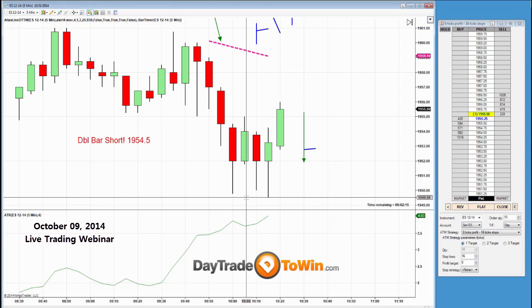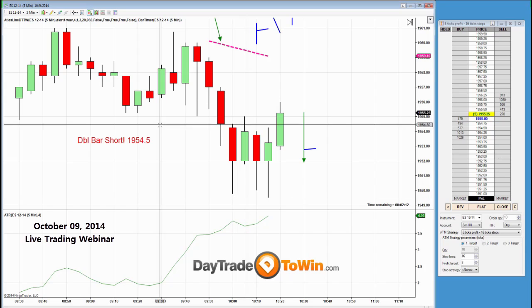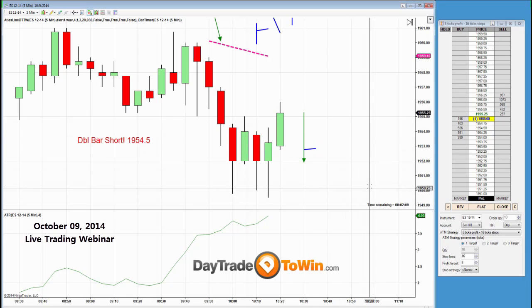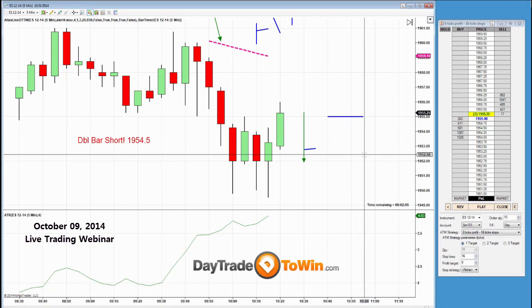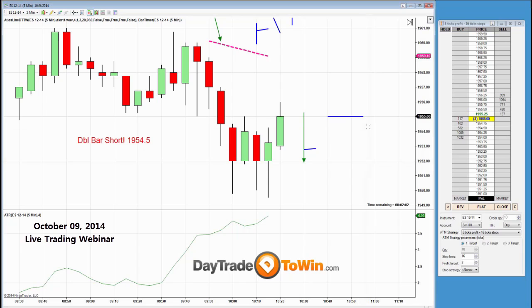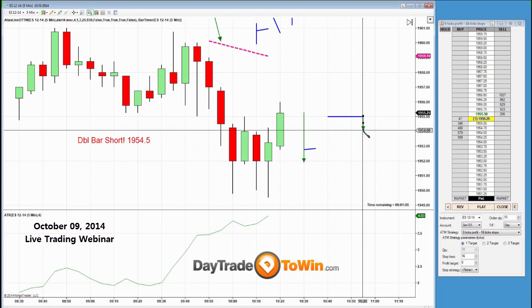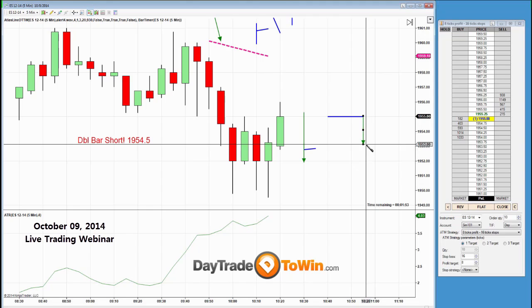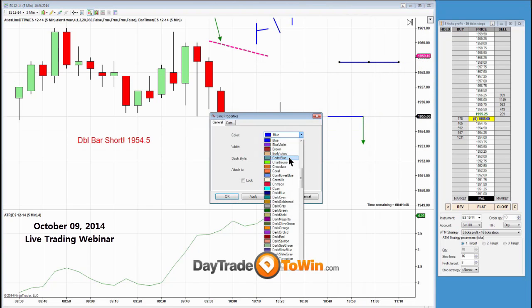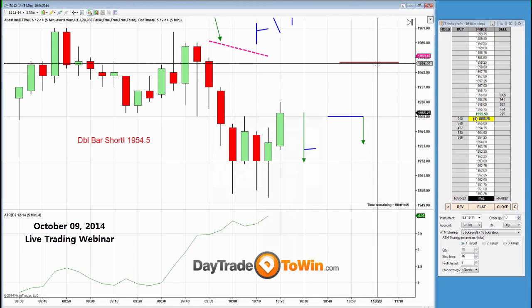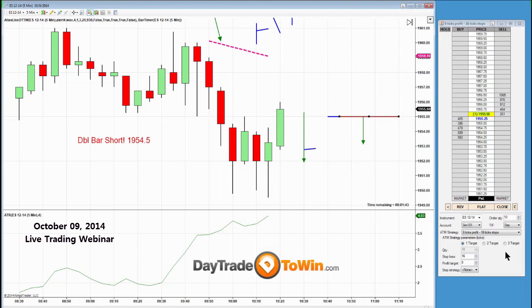Let's say that you enter at 1955, and the goal is to go down. As soon as the market makes a point or 2 points, you have your stop up here. What most traders do is put their stop right at where they entered because they don't want to lose any money. Now on paper, in theory, nobody wants to lose any money.